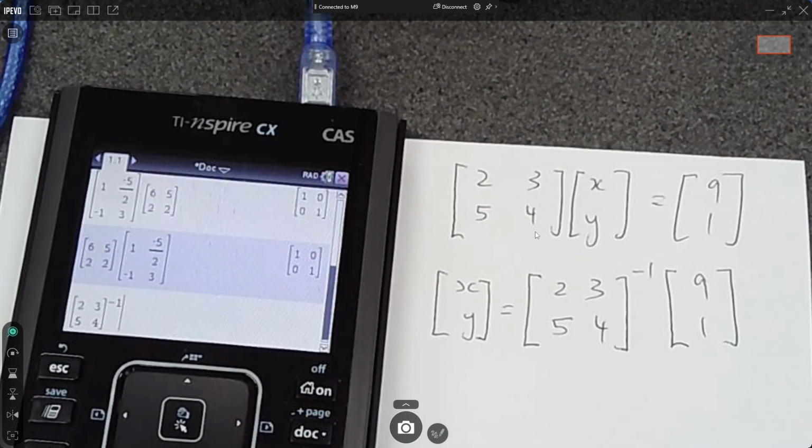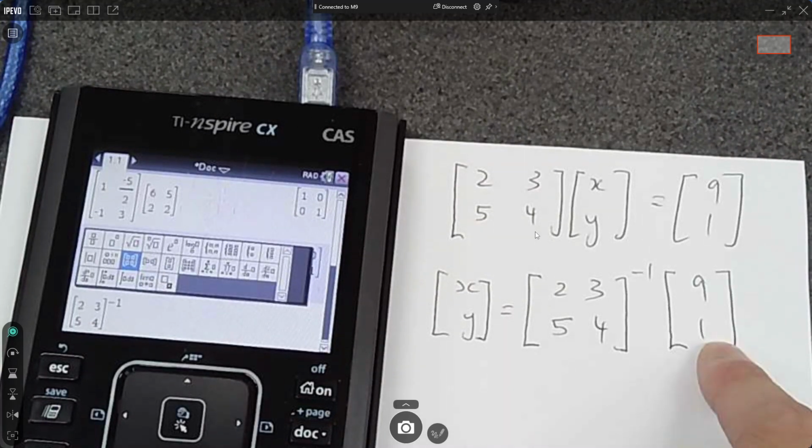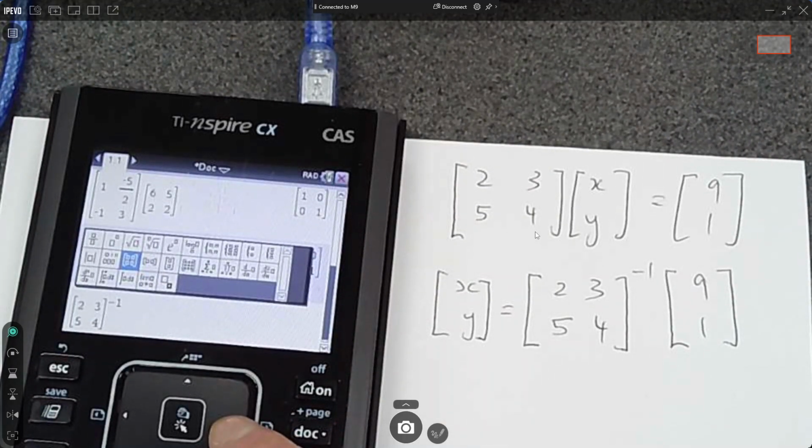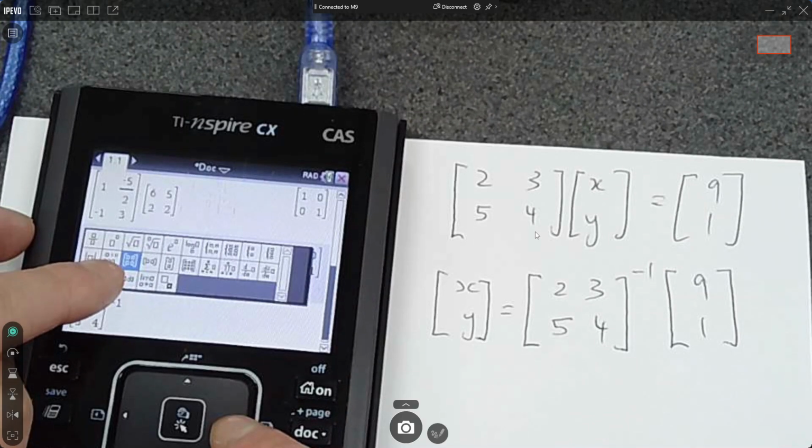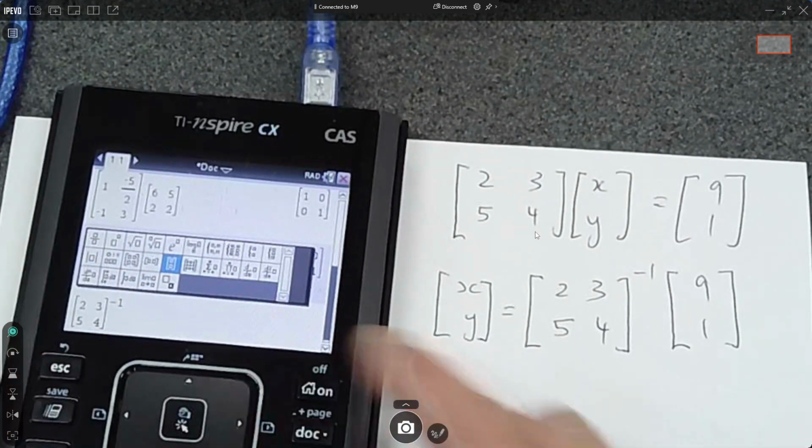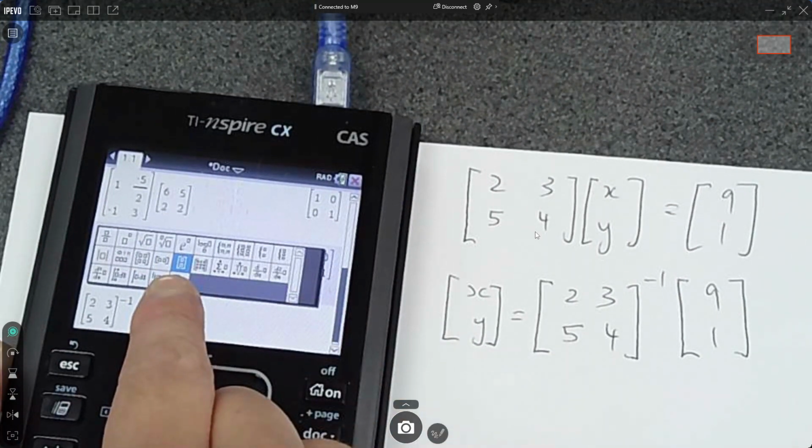Okay, the second matrix, I need to show you how to put it in. So this time, you don't want to use the button with 2 rows and 2 columns. You want to use this one. You see that one has only got 1 column, so use that one this time.